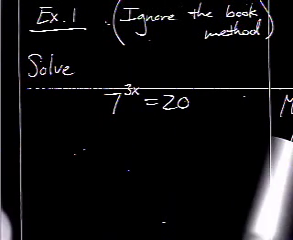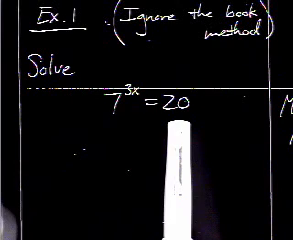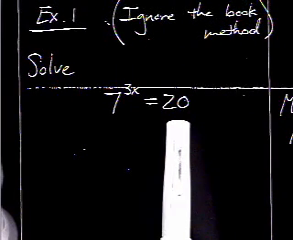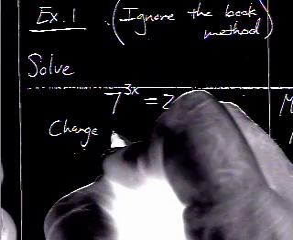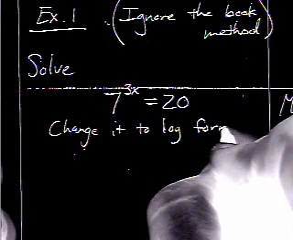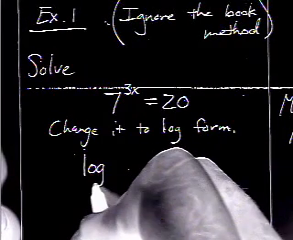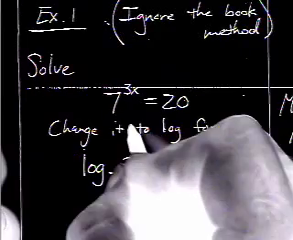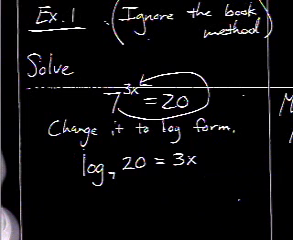When I see something that I know that I cannot raise to a common base, so I know I can't rewrite 20 as a power of 7, that just isn't going to work. What I want to do is change it to its log form. So if we change it to log form, what we get is log base 7 of 20 equals 3x.